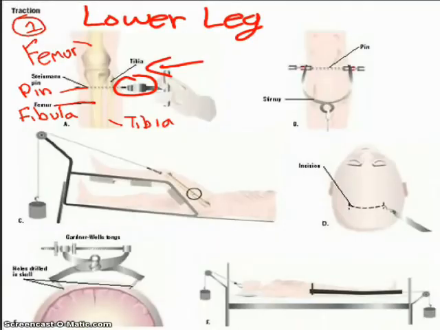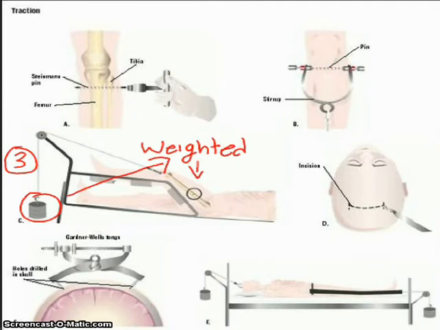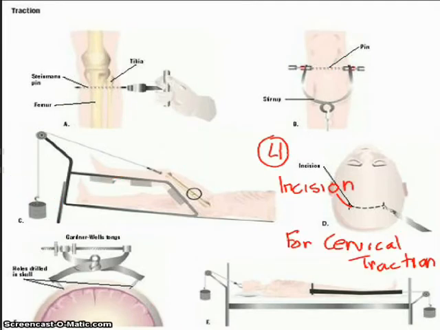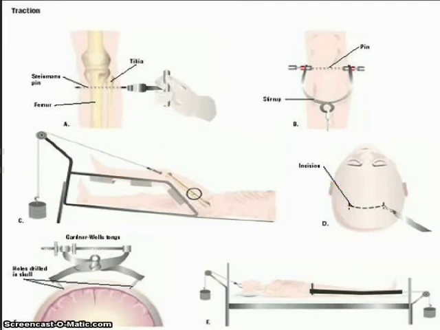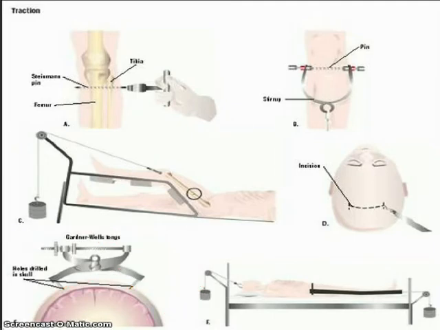A tibial traction is a pin surgically placed in the lower leg. The pin is attached to the stirrup and weighted. In cervical traction, an incision is made into the head, holes are drilled into the skull, and a halo or tongs are applied. Weights are added to pull the spine into place.